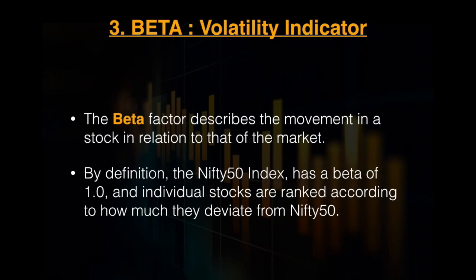Number 3. Beta, the volatility indicator. The beta factor describes the movement in a stock in relation to that of the market.